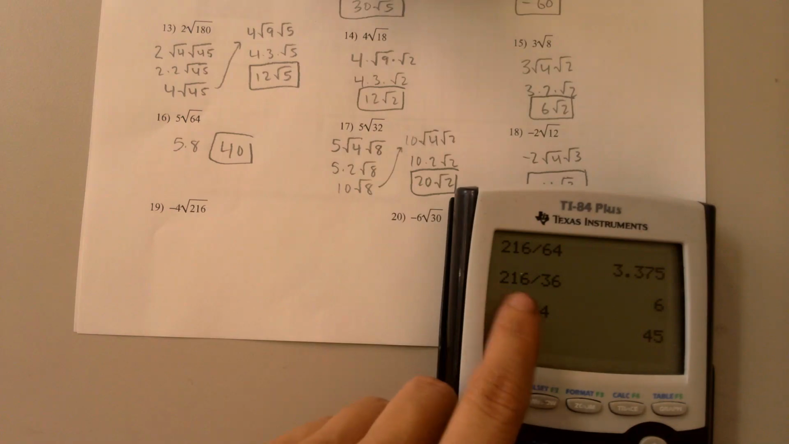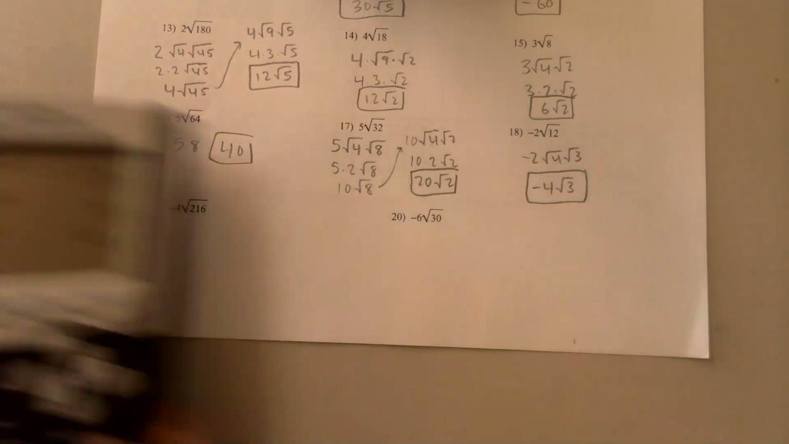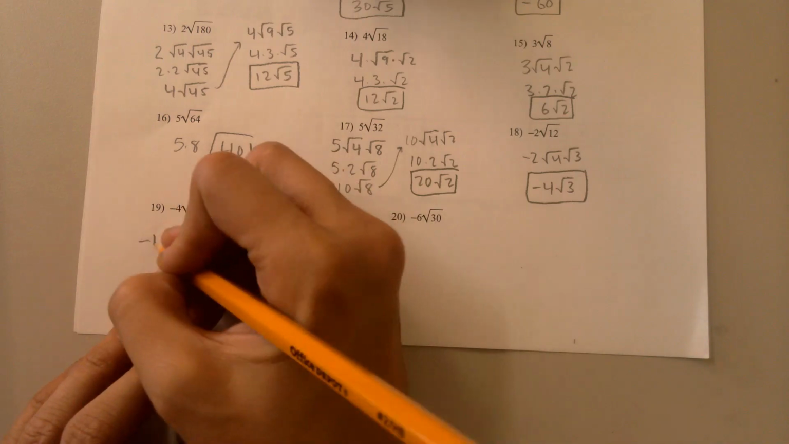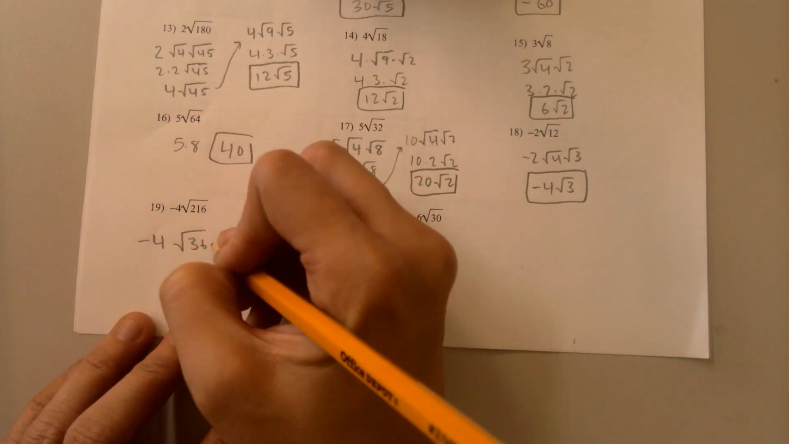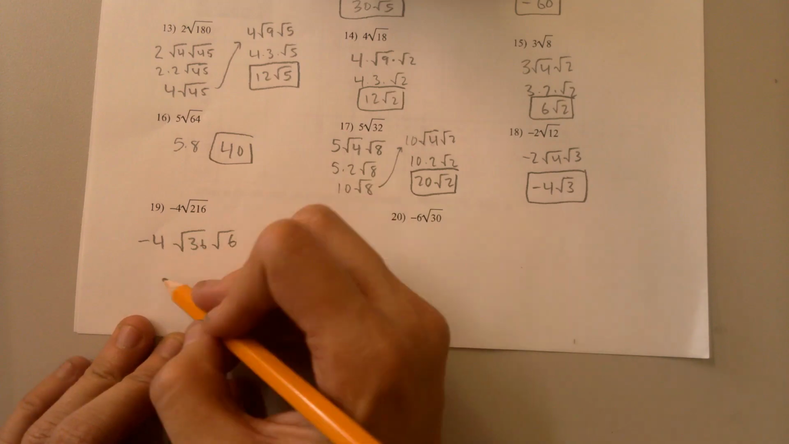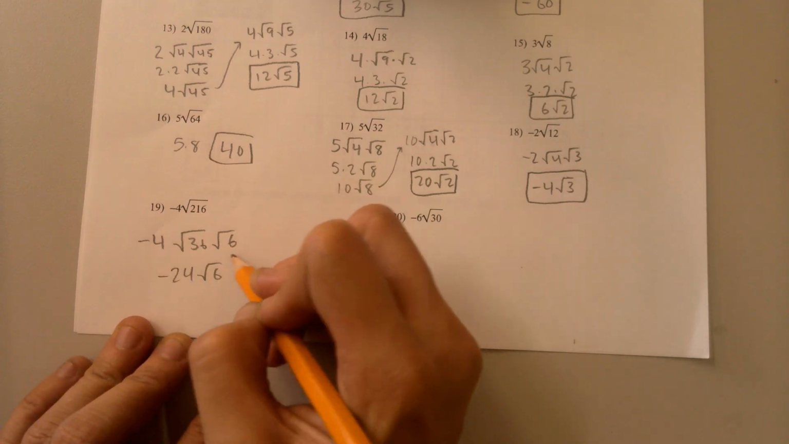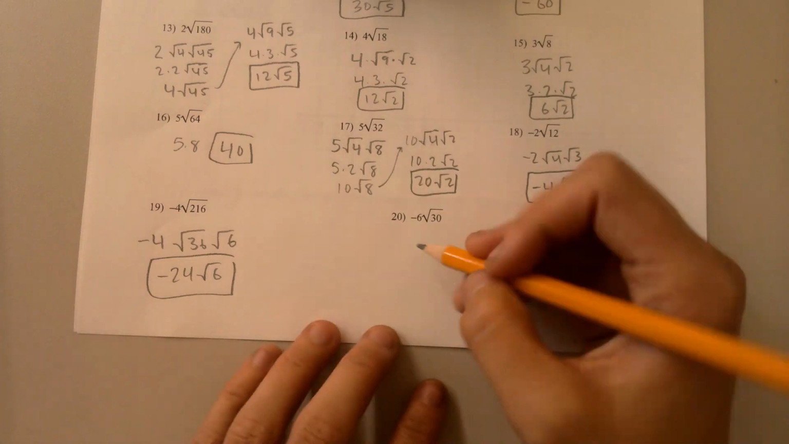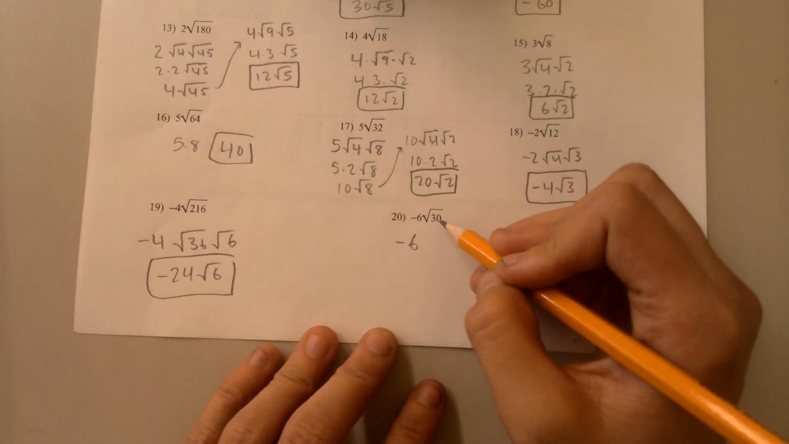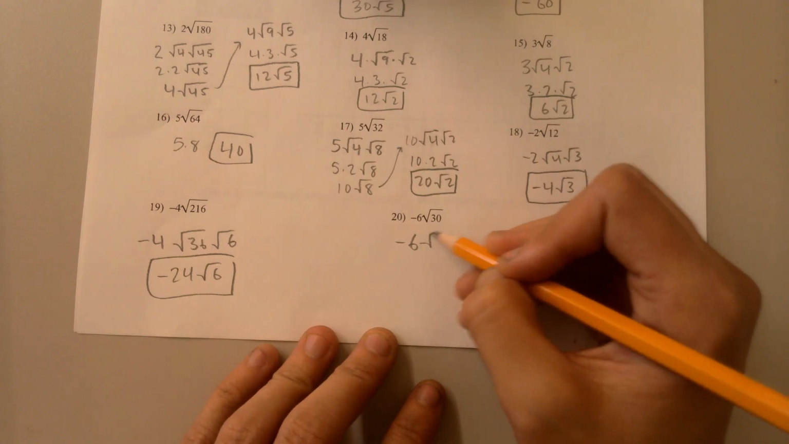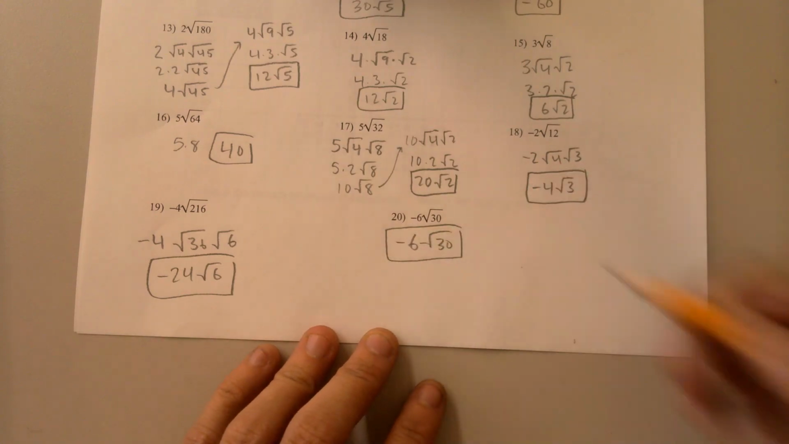Oh, wait, no, I already did it up here. 216 and 36. So we have negative 4 root 36 root 6. Negative 4 times 6 is negative 24 root 6. Took another shortcut. Negative 6. Oh, we already did root 30. We knew that it wasn't anything, so just right there.